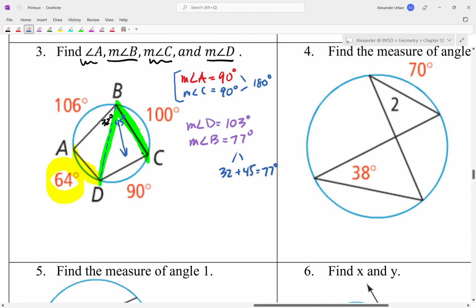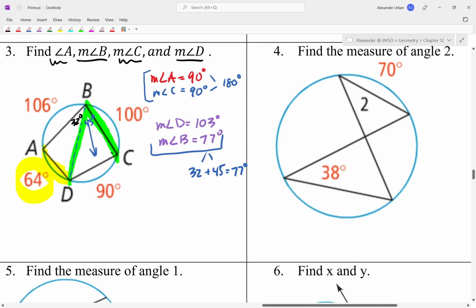That's true. So this theorem works out to where we have all four of our angles, A, B, C, and D, but we had to use that theorem which stated opposite angles of the inscribed quadrilateral will be supplementary. So that's really, really nice.